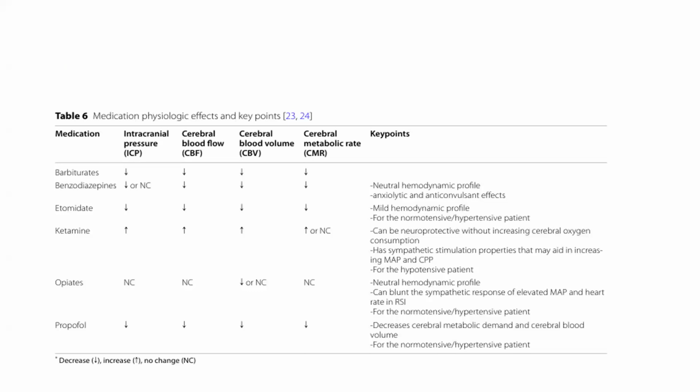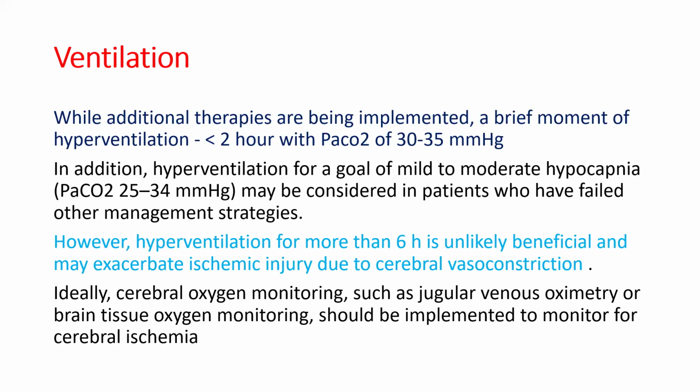Now, this table showed the various physiological effect of various sedative agents. Now, the next is ventilation. While additional therapies are being implemented, a brief moment of hyperventilation, that is less than 2 hours, with PaCO2 target of 30 to 35 mmHg. In addition, hyperventilation for a goal of mild to moderate hypocapnia with the PCO2 target of 25 to 34 mmHg may be considered in patients who have failed the other management strategies.